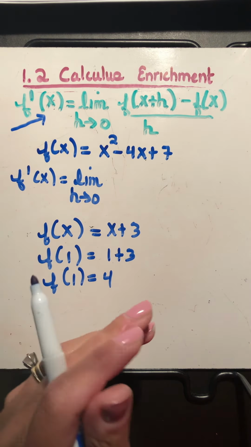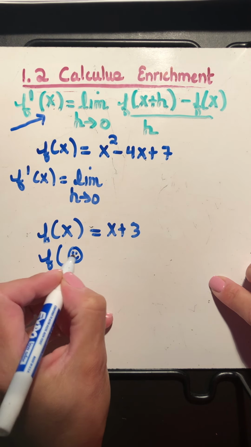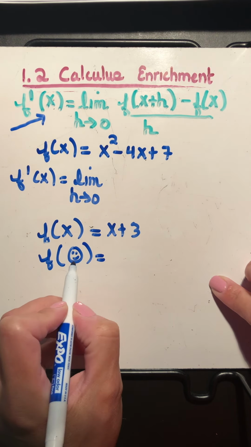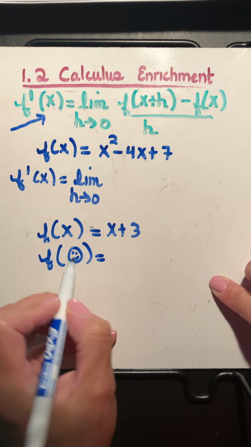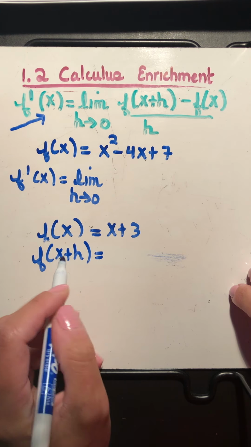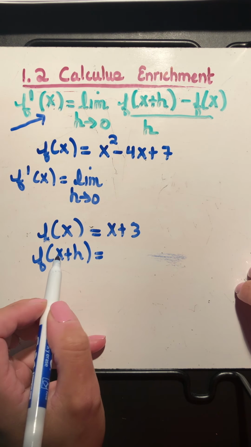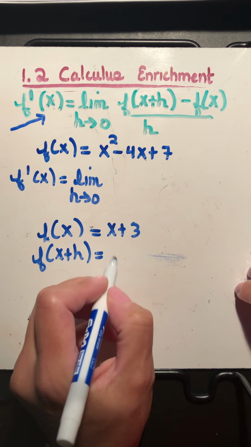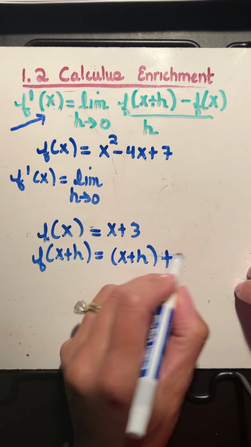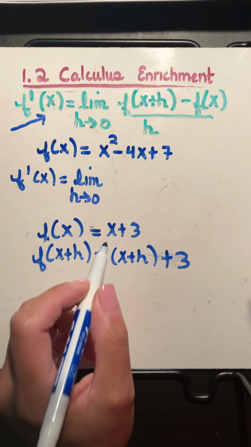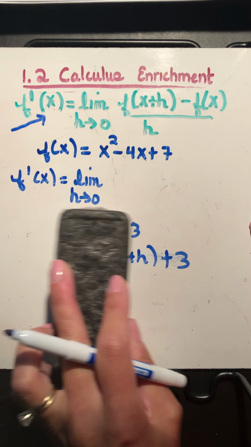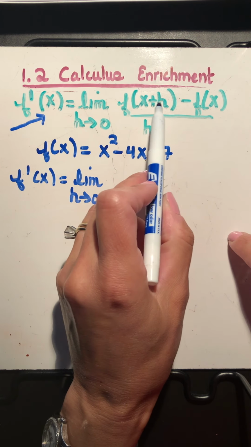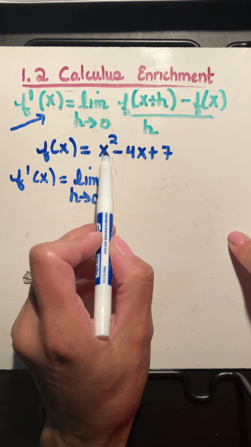Similarly, if you had f of smiley face, I know that sounds ridiculous, but you would know to plug the smiley face in for x, and I'd have smiley face plus 3. So if you had f of x plus h, you'd know that just means I have to plug x plus h in for x. All you're doing is essentially substituting. So the idea is to take x plus h and put it in anywhere you see an x.